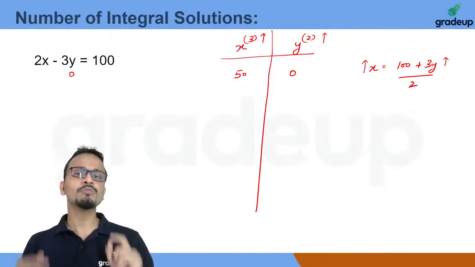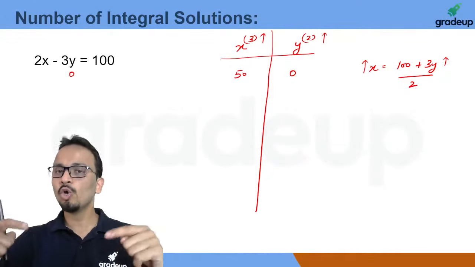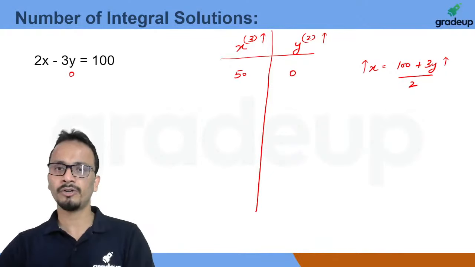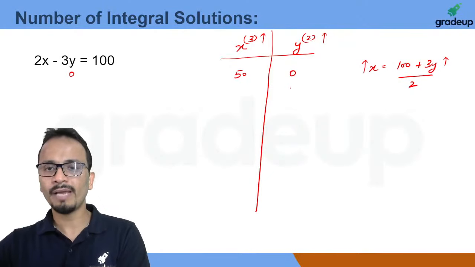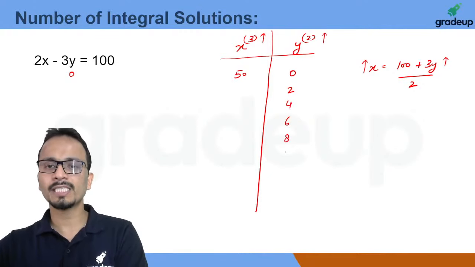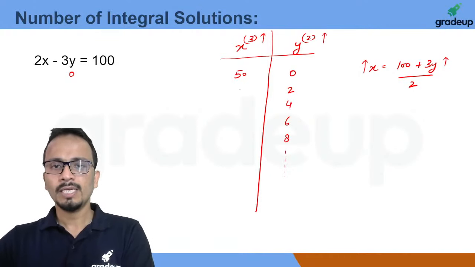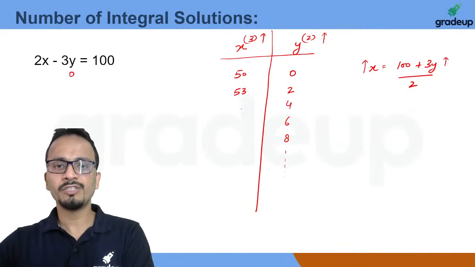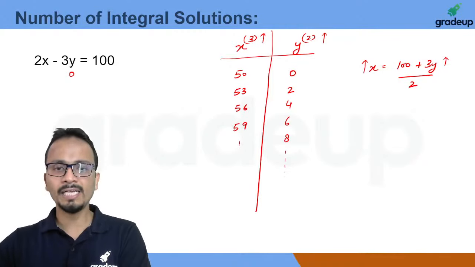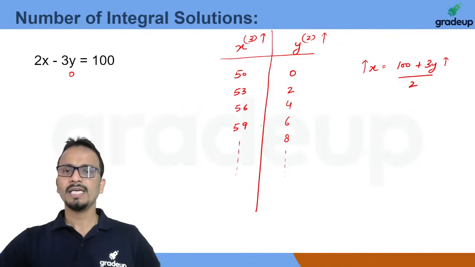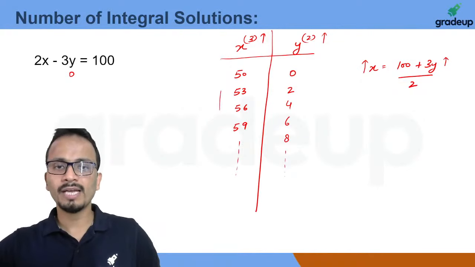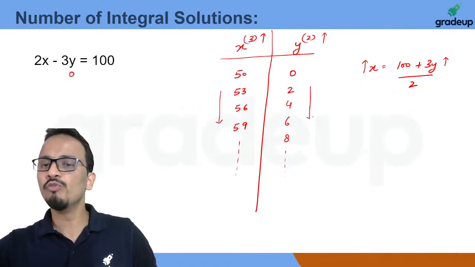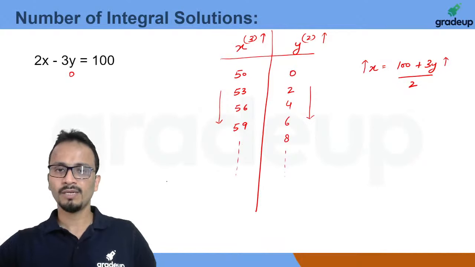So in this case, both x and y will go in the same direction. If I increase the value of y by 2, that is 2, 4, 6, 8 and so on, the value of x will increase by 3. It will become 53, 56, 59 and so on. If you observe, both x and y are moving in positive directions.